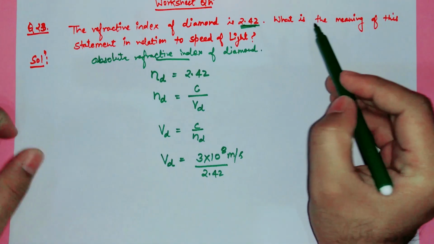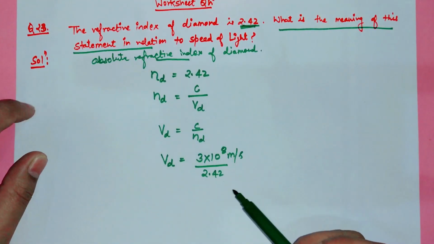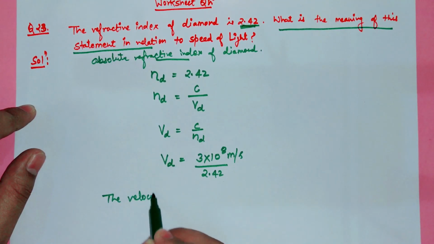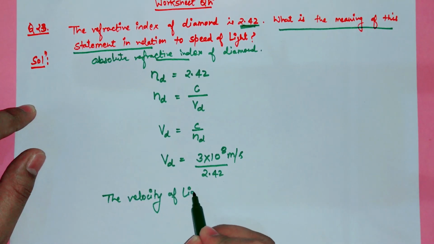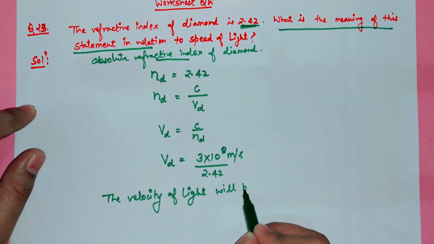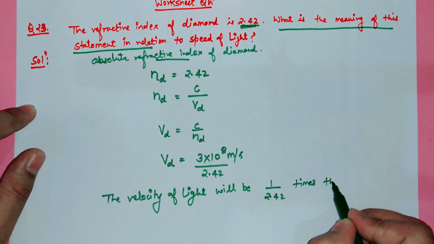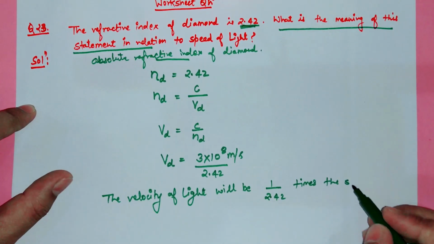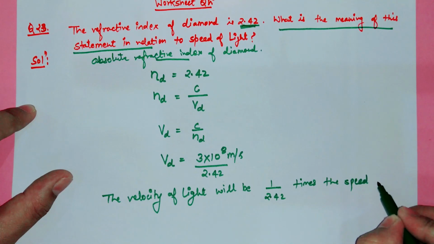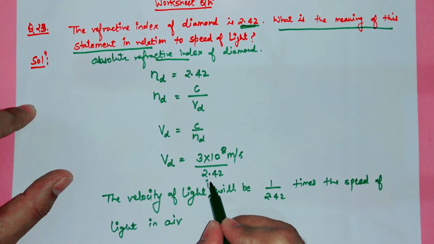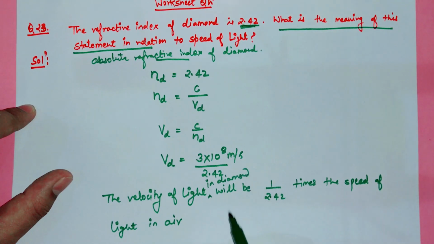Okay, so the meaning of this statement or this relation is that the velocity of light in diamond will be 1 upon 2.42 times the speed of light in air. So the velocity of light in diamond will be 1 upon 2.42 times the speed of light in air.